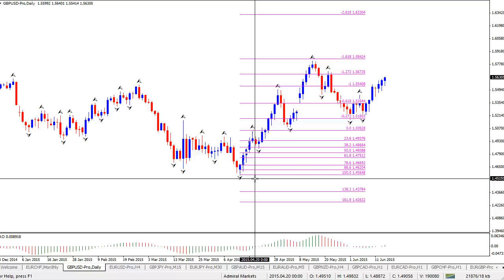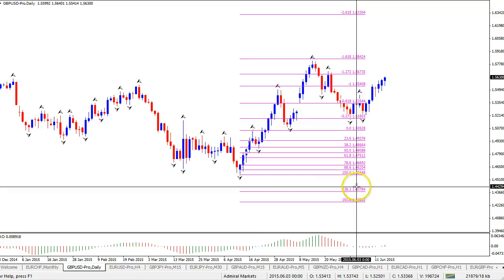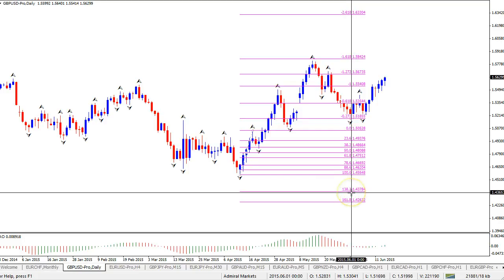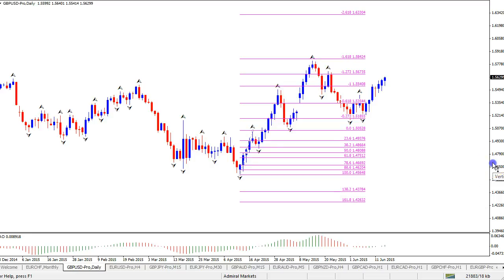Sometimes, though, I fib and the market just breaks the level that I expect it to respect. And what can we do? It happens sometimes. In that case, the 138.2 and the 161.8 are still levels that are well respected, and I still want to know where those are. So I have those at the bottom. All right. So this is how I use the Fibonacci tool.